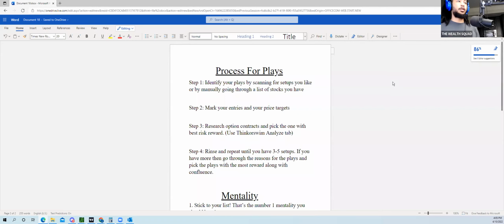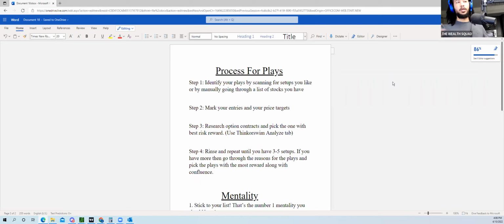All right. So, step one, identify your plays by scanning for setups that you like, or by manually going through a list of stocks you have. Me personally, I scan through a list of stocks I have. I know some people go through them manually. Like Kay, she goes through everything manually. She wants to see her whole list, and then pick the best of the best from there. So if you do it that way, then continue to do it that way.